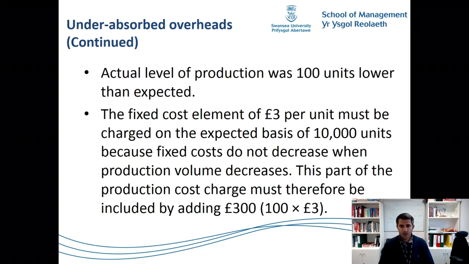So yes, if we produce 100 units less, that's fine. We can justify the variable cost because we don't need labor and material. But how about the rent? How about the salaries? We need to include them here, and that's why we include the extra 300 on top of the actual cost. This part of the production cost charge must therefore be included by adding £300. I hope it's clear.